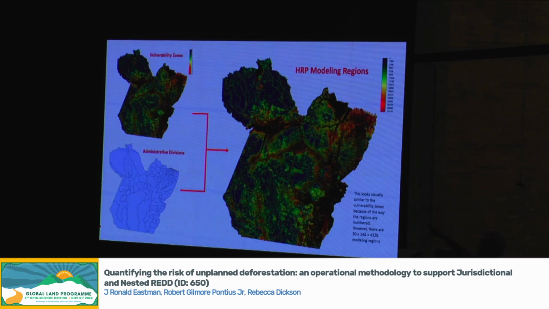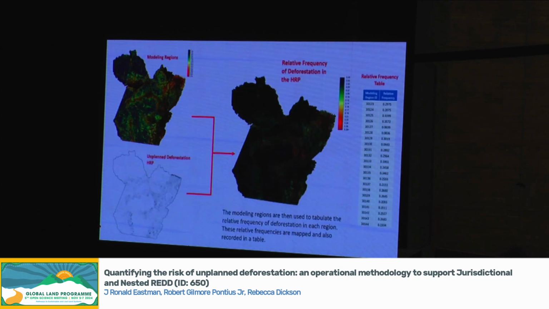The colors look very much like the vulnerability map, and that's only just because of the way in which we combine them. So, for example, you can see that the numbers go up to an ID of 30,144. That tells you you're in zone 30, which is your highest vulnerability zone, and in municipality number 144. Okay, so now we have several, typically 1,000 modeling regions.